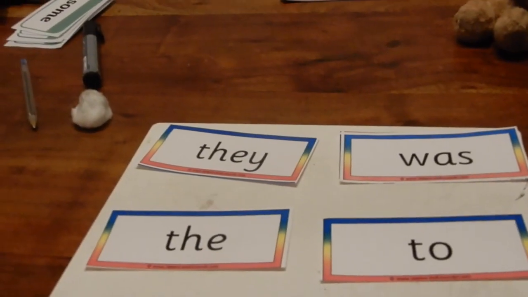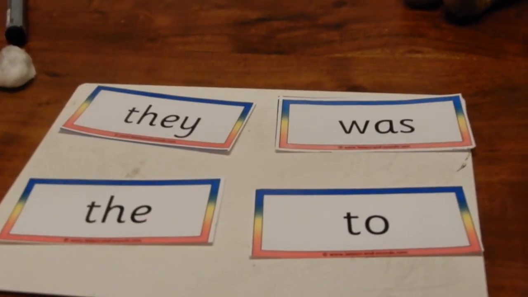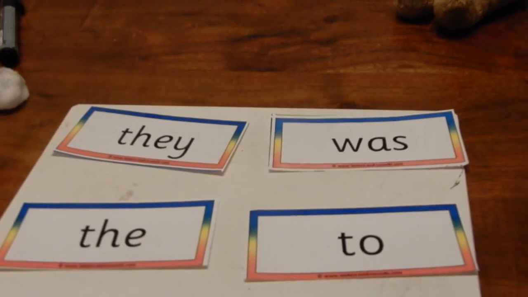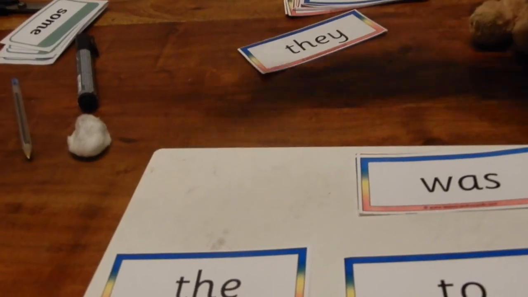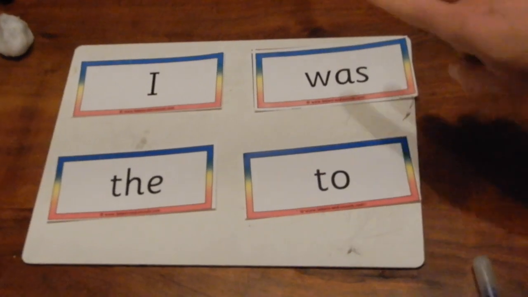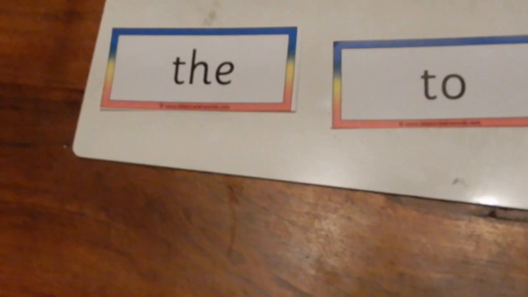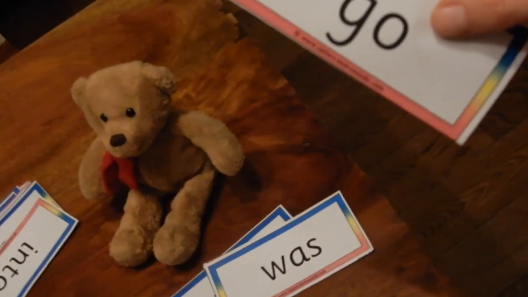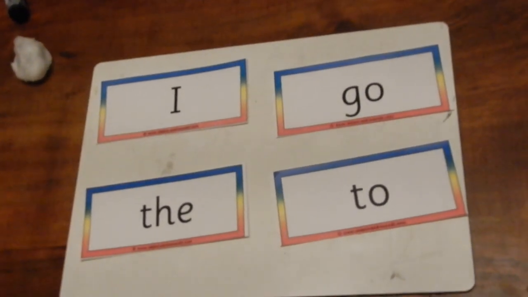Can you point to the one that says they? The one that says they. There is they. Fantastic. Let's add another one. Can you point to the one that says was? Was. There is was. Teddy's very impressed by the way, aren't you, Teddy? Yes, indeedy. Can you point to the one that says the? Good old the. We've seen it a lot this week.